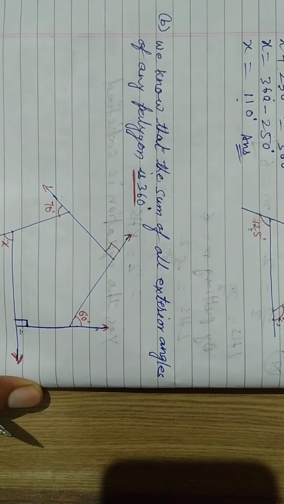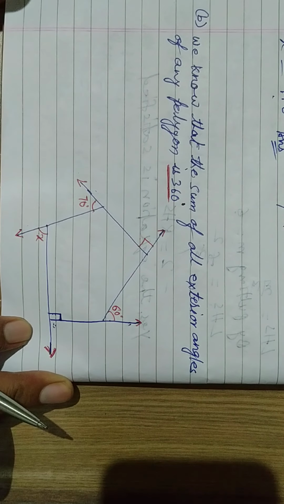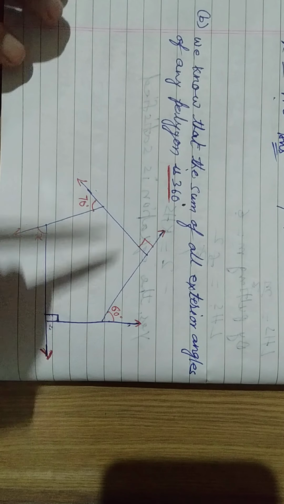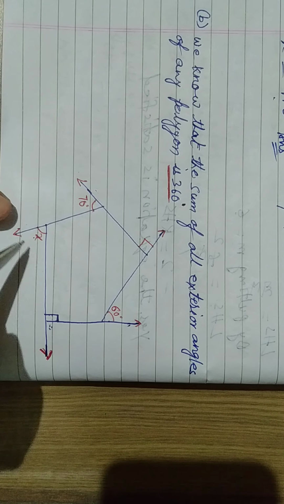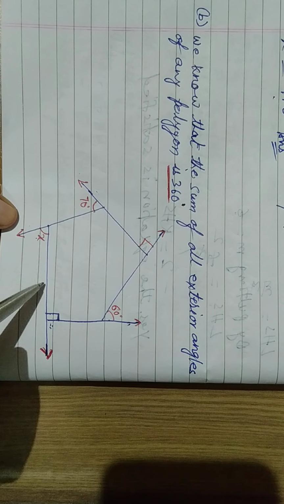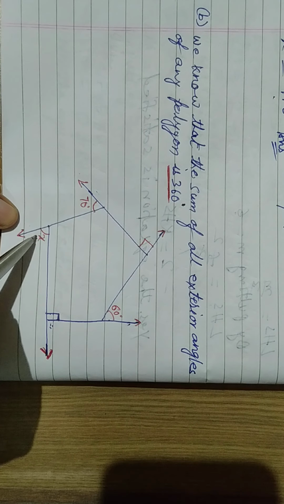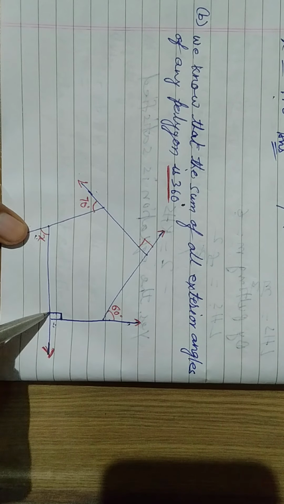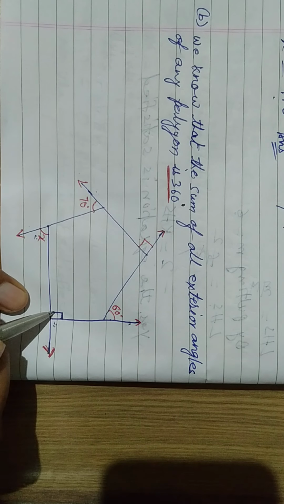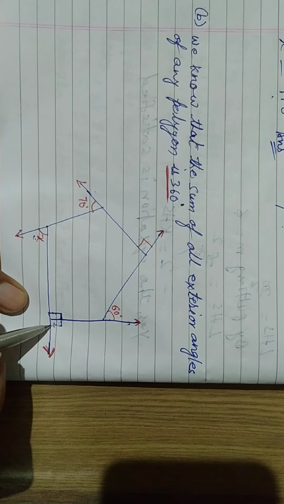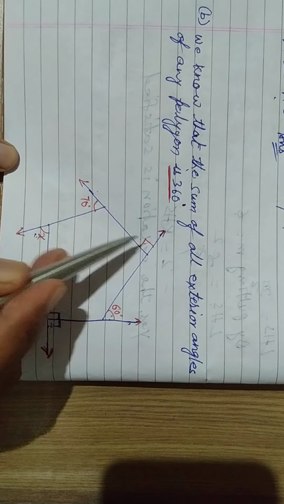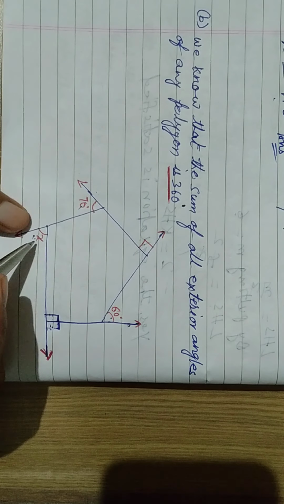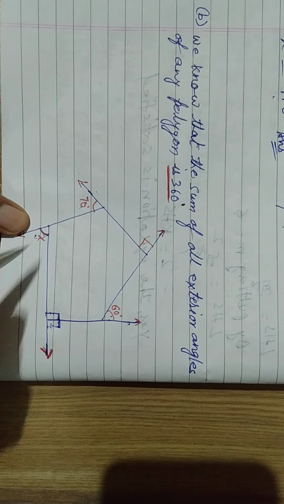Now question number 2. Same, this is also a polygon. Here also we have to find the value of x. In this polygon, there are so many angles. These angles, we have to find out x. This is 90 degree. The interior angle is 90 degree. It means that the exterior angle is also 90 degree. This 60 degree is given. This is also 90 degree and this is 70 degree. Okay, only one angle you have to find out, x.